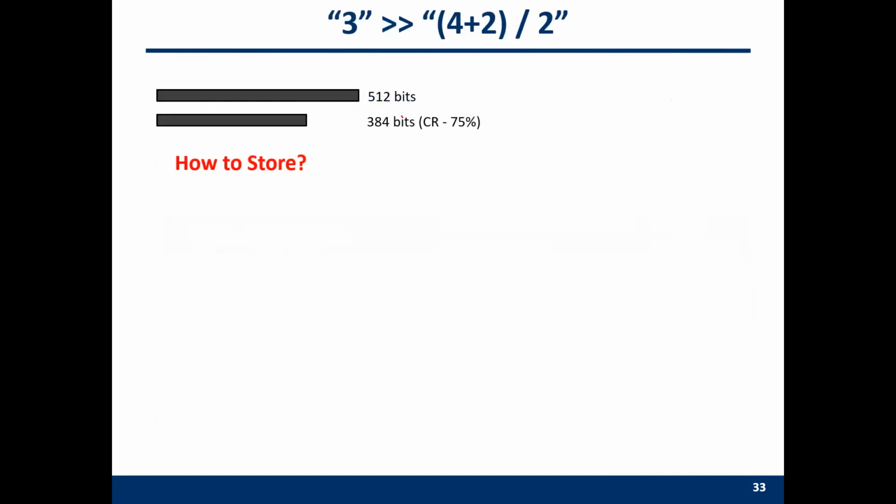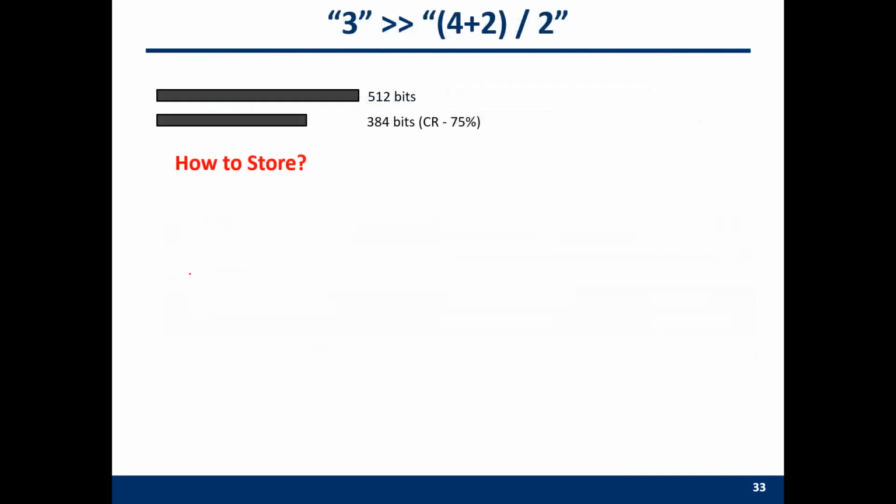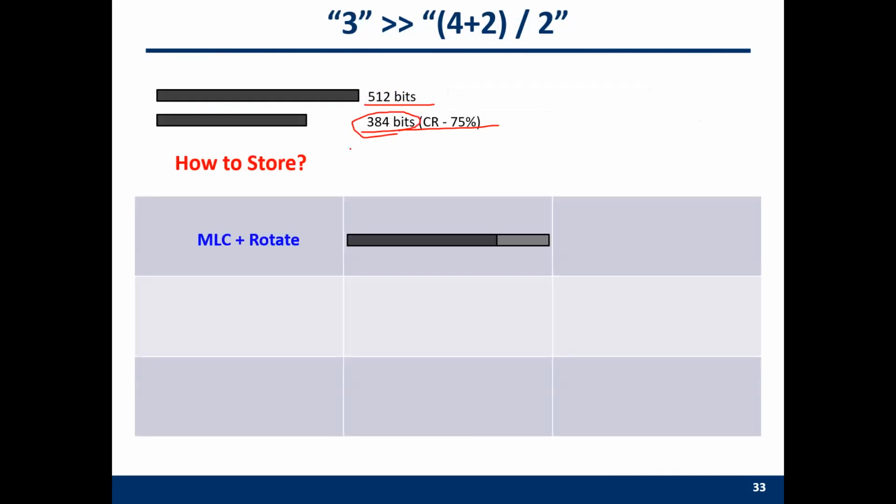And we found that most applications actually have a lot of this case, the case where you can use triple level cell. For example, if your original data is this much, and this is your compression ratio, after the compression you have this much data. You can have different options to store the data.